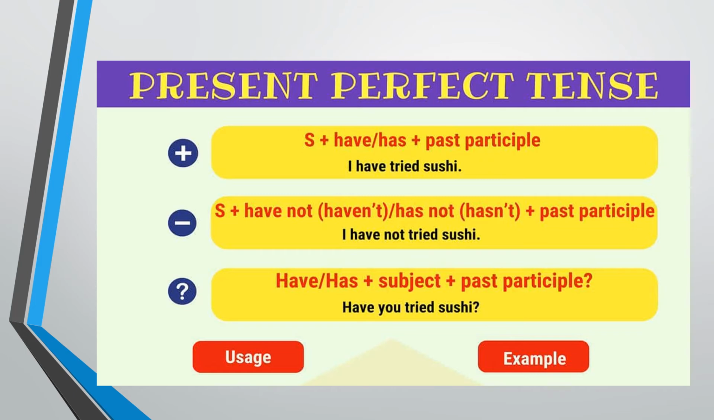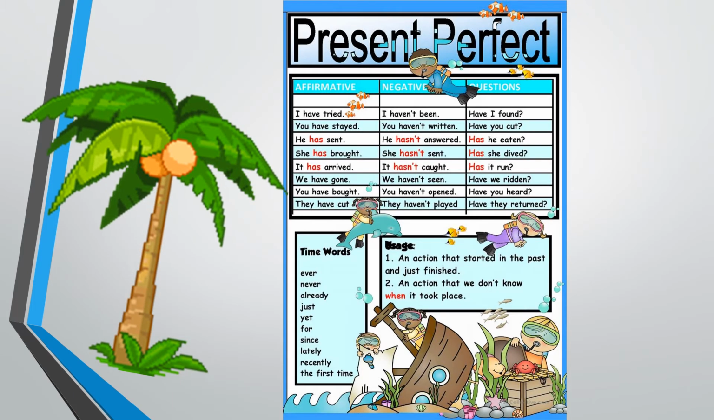And in case of interrogative, you will use has or have, subject and the third form of the verb or past participle. Have you tried sushi? And a question mark at the end. Now come to its more examples. You can see that in this chart there are different sentences of present perfect tense. The sentences are given in affirmative, negative and interrogative.